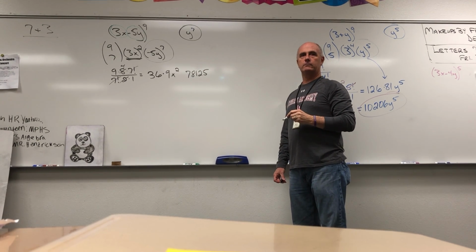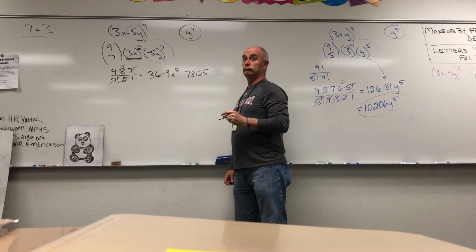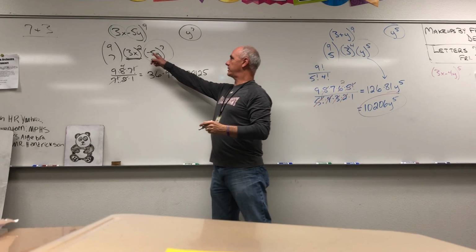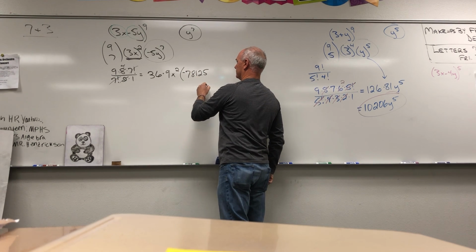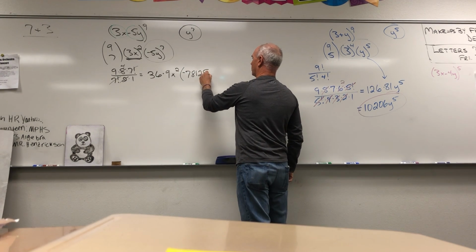Why negative? The 5 is negative. It's a negative number to an odd exponent, which makes it negative. Then y to the 7th.